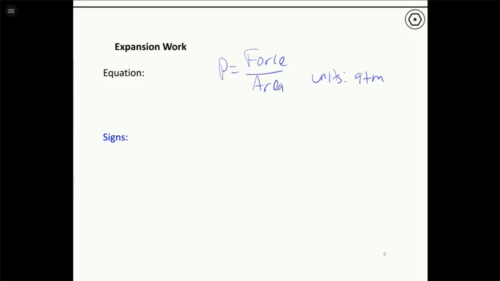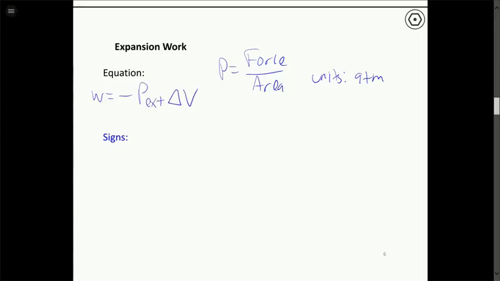We'll see a lot more about this in chapter 8, so we're just going to introduce it briefly here. But the one thing we should be able to do now in this section of the course is calculate work for a gas as it changes its volume. So the equation is that the work is equal to the negative of the external pressure times the change in volume. So the external pressure, P external, is going to be a constant pressure that the gas is pushing against, or that is pushing on the gas.